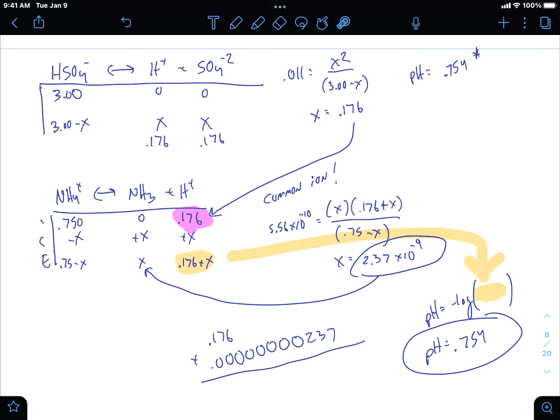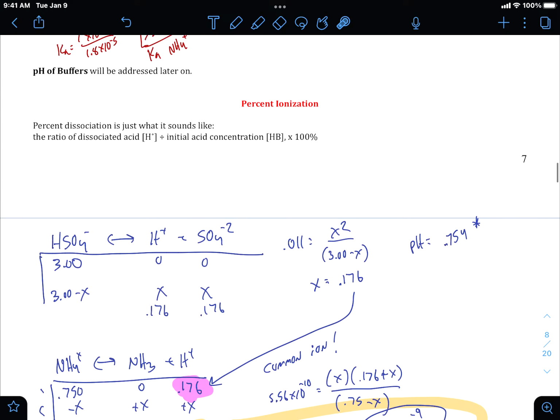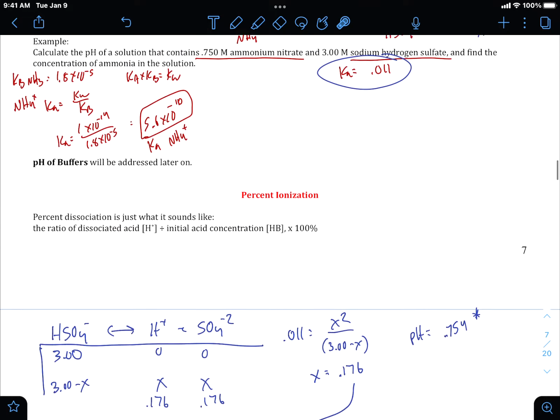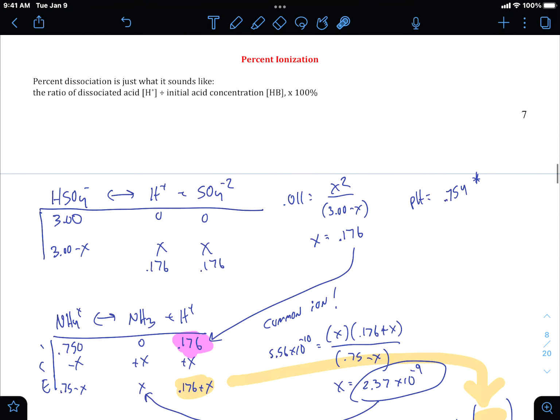Find the K's and solve the problems in order of K's. All right. Okay. Saying K a lot. Percent ionization. We went over this briefly, right?